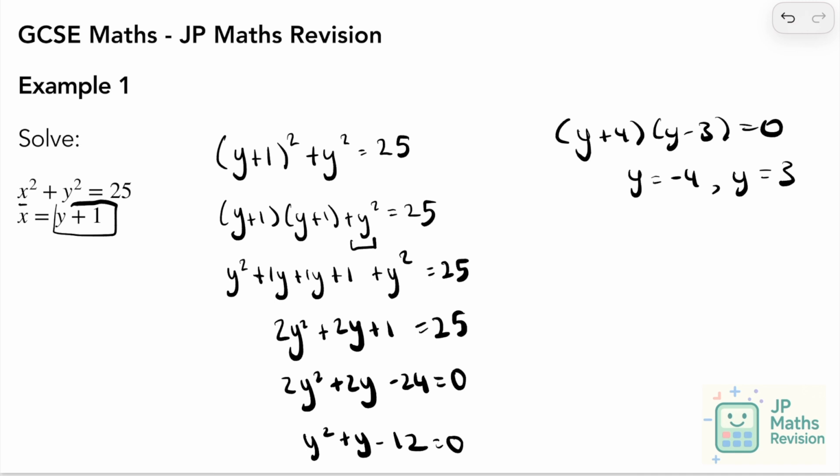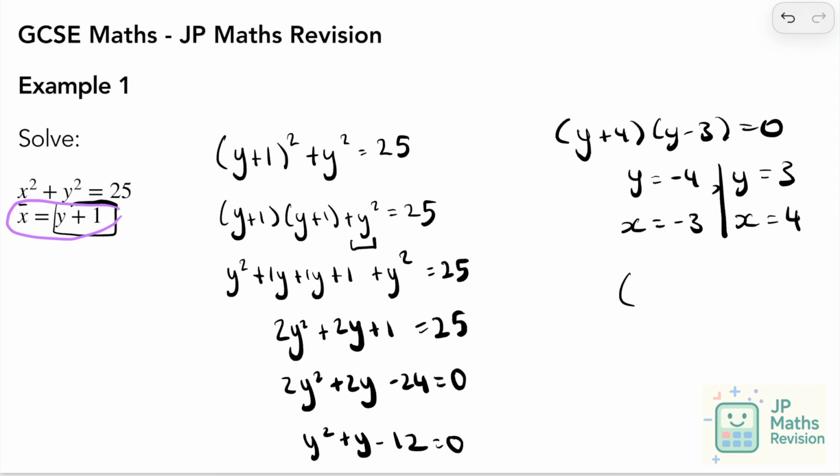If I sub them into the second one, x equals y plus 1, just because that one's a little bit easier, I end up with x equals minus 4 plus 1, so x equals minus 3 for that one. And x equals y plus 1, so x equals 3 plus 1 for this one, so we end up with x equals 4. So now I can write the solutions as coordinates because there are two pairs of solutions.